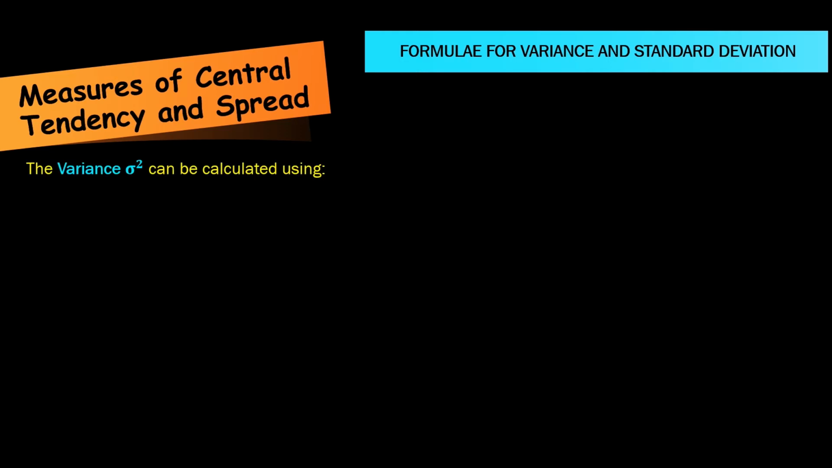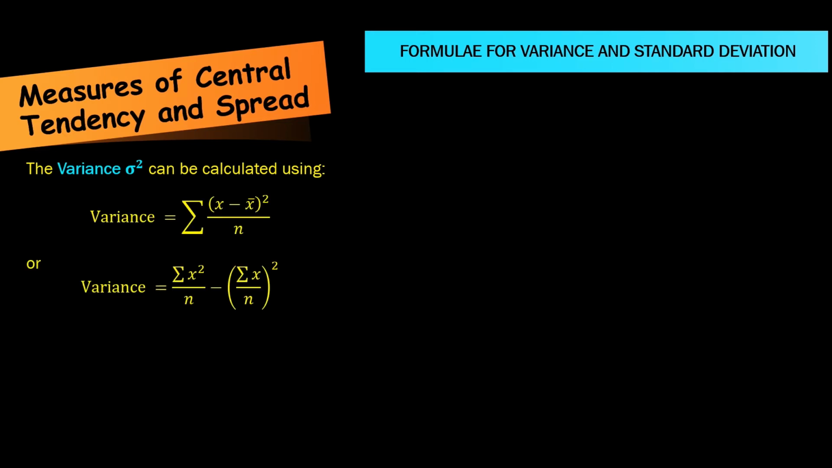So the variance, sigma squared, can be calculated using either the formula we've just looked at or a rearrangement of this formula, which is sum x squared divided by n minus sum x over n all squared. And of course in the first formula x bar is the mean, and in the second formula you'll hopefully notice that sum x over n is also the mean.